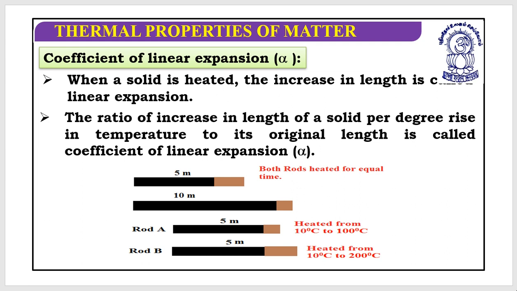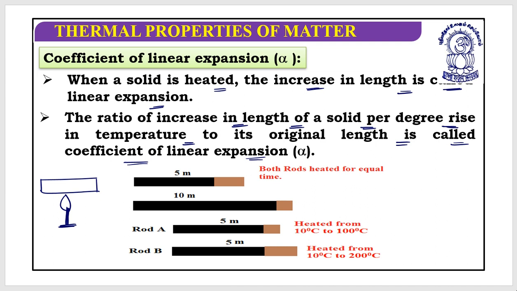The situation would be something like this: let's suppose we have a certain road, and this road is being heated by a certain source of energy. When a solid is heated, the increase in length of this solid is what we call linear expansion. The ratio of the increase in length of a solid per degree rise in temperature to its original length, that we call the coefficient of linear expansion.